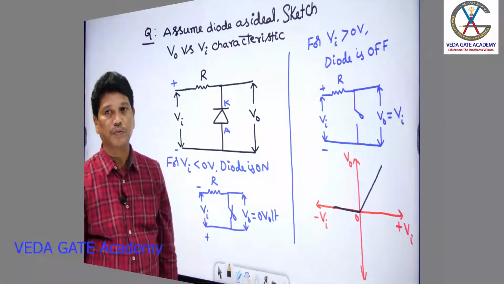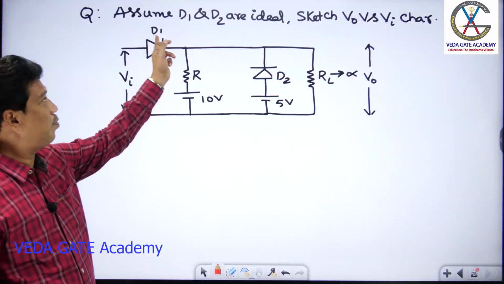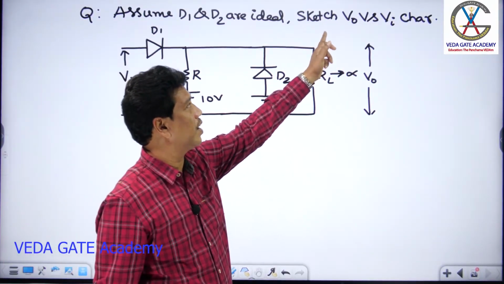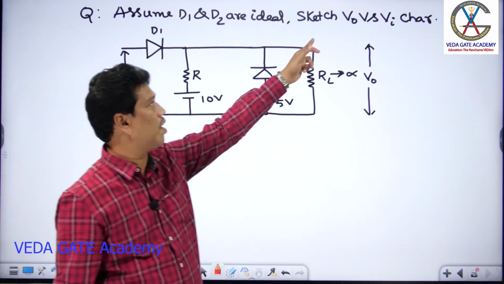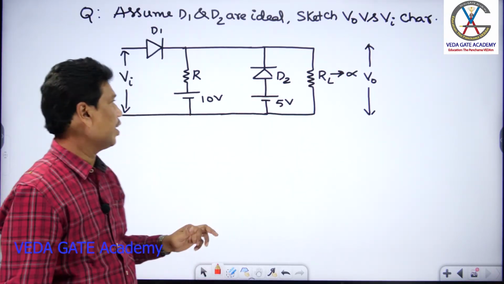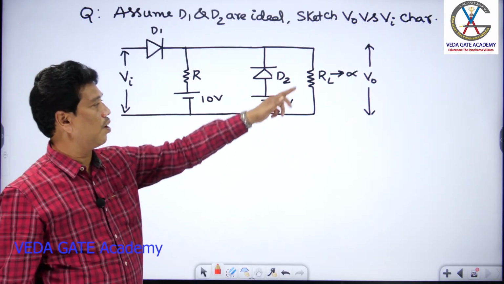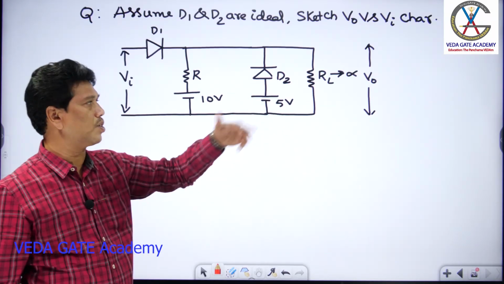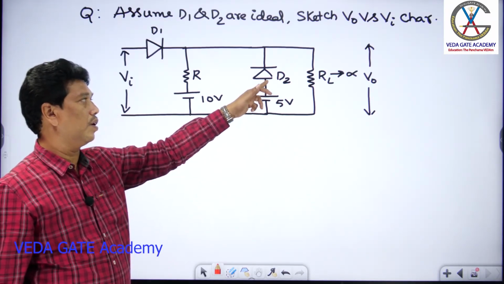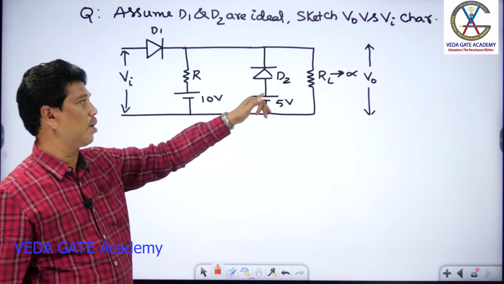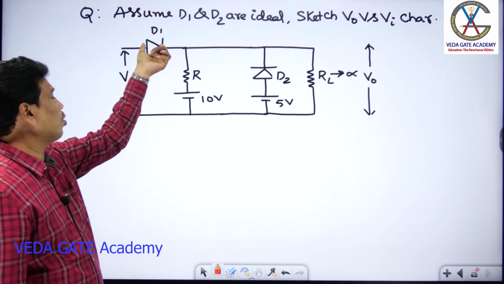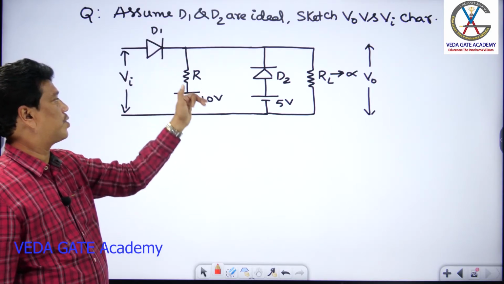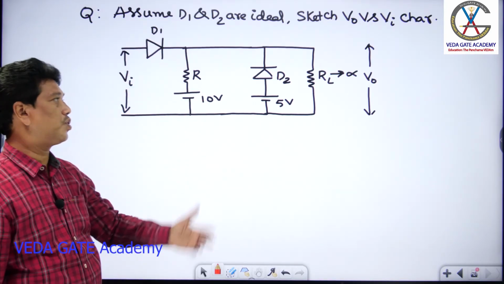Okay. So now, assume diodes D1 and D2 are ideal. He is asking to sketch the V0 versus Va characteristic graph, that is, the transfer characteristic graph. So this is the circuit given. Load resistance is considered infinite, that is open. D2 has a supply at its anode of about 5 volt. This is D1 with the input at its anode, Vi, and it has about a 10 volt supply. Let us check that now.